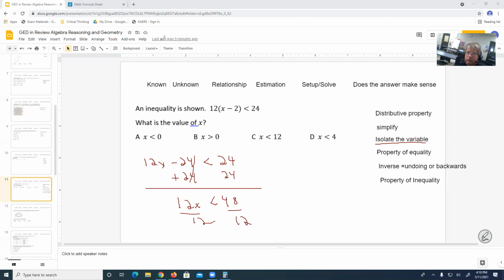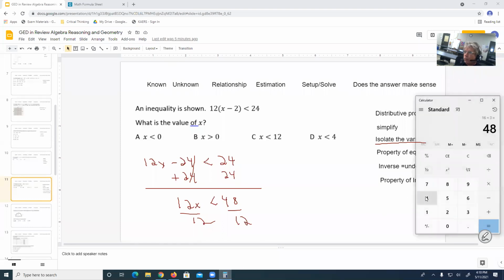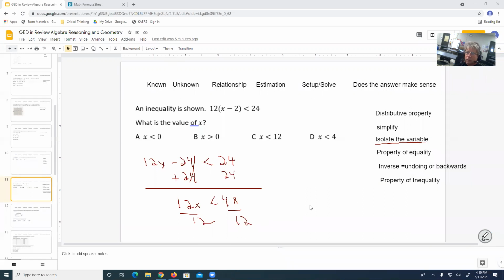And if I use my calculator, 48 divided by 12 is going to be 4. So 48 divided by 12 is 4. So I end up with x is less than, oops, wrong one. Let's get that off there. So x is going to be less than 4. And that kind of triggers us to this problem right here.